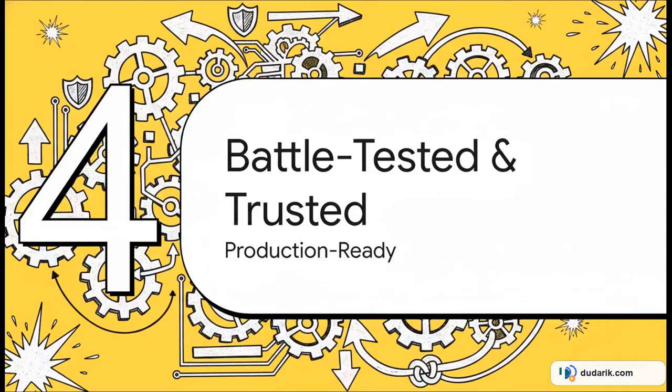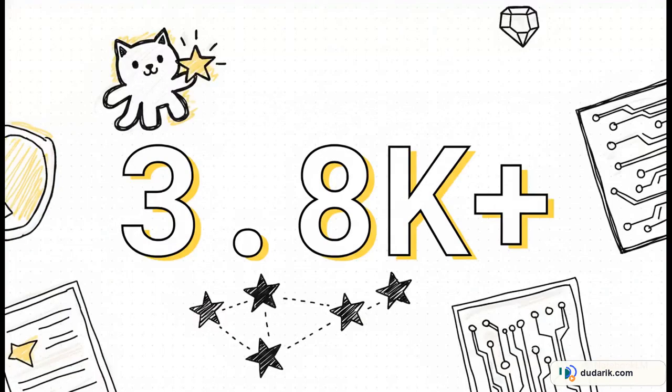Now you might be thinking, this sounds amazing, but is it some brand new, risky project? And the answer is a resounding no. This library is mature, it's ready for production, and it has absolutely earned the trust of the Ruby community. I mean, the proof is right there. Over 3,800 stars on GitHub. That's not just a passing curiosity. That's a strong signal from thousands of developers that RubyLLM is solving a real, painful problem that they actually have.